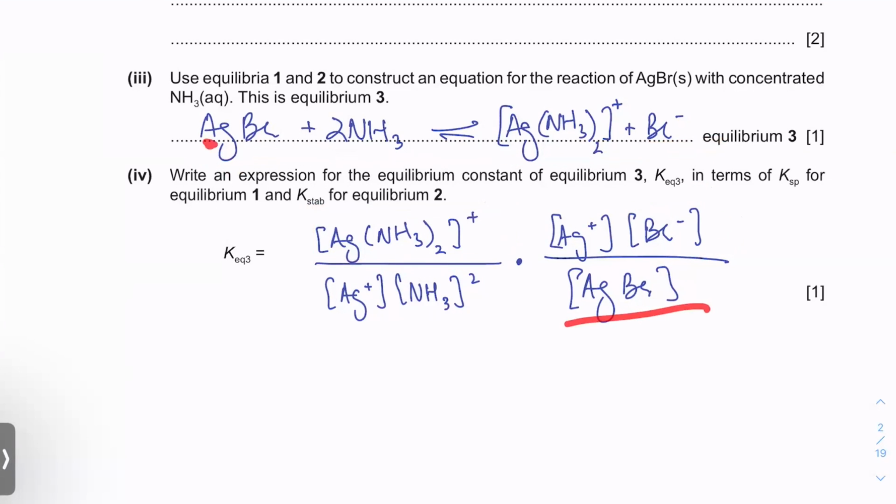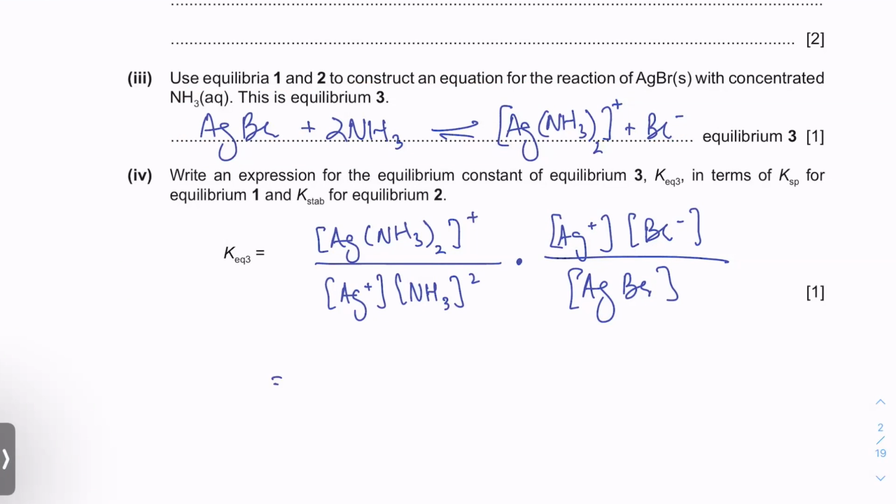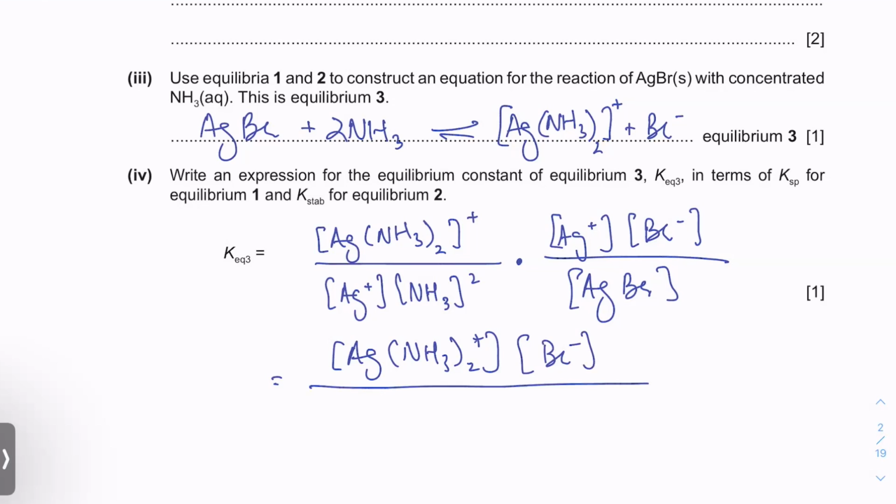And this. सोचो, अगर हम डायरेक्ट सिर्फ इसी इक्विलिब्रियम को लिखते तो हम क्या लिखते? हम लिखते Ag(NH3)2 प्लस की कॉन्सेंट्रेशन टाइम्स Br माइनस की कॉन्सेंट्रेशन divided by AgBr concentration and ammonia concentration squared. How is that different from this thing?